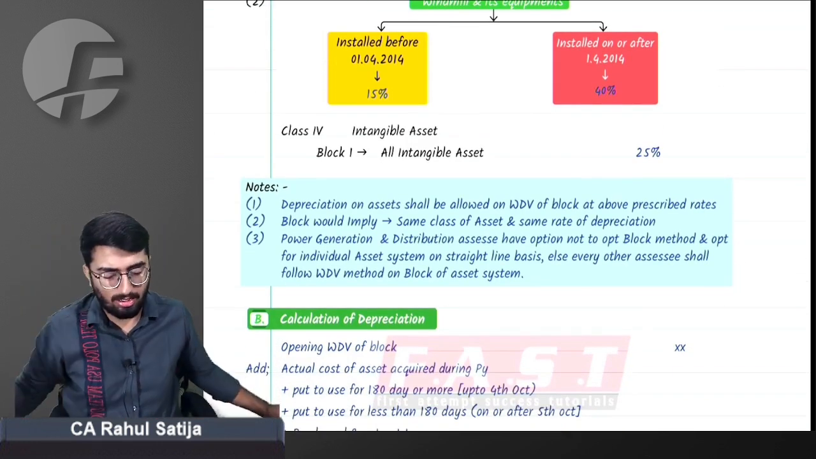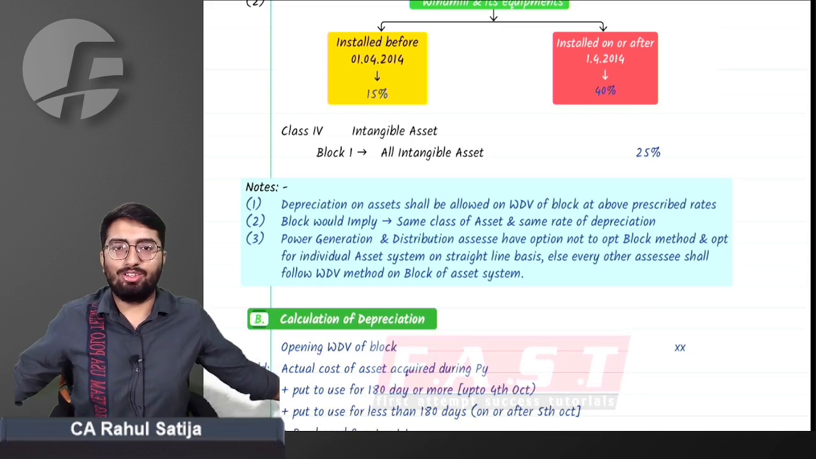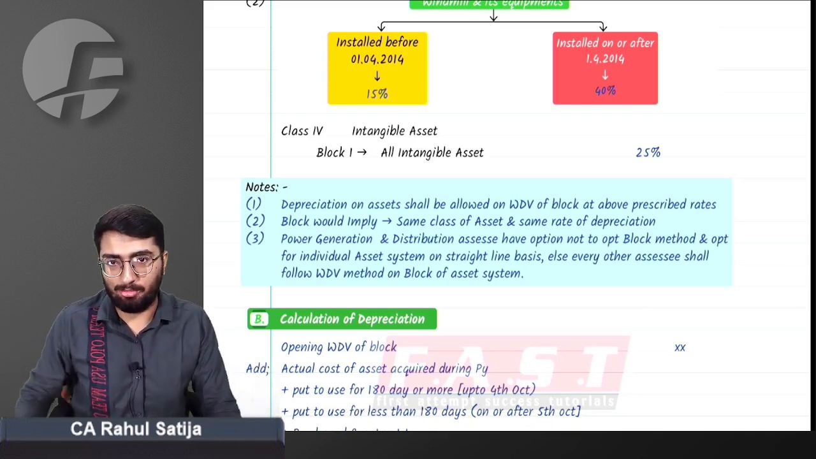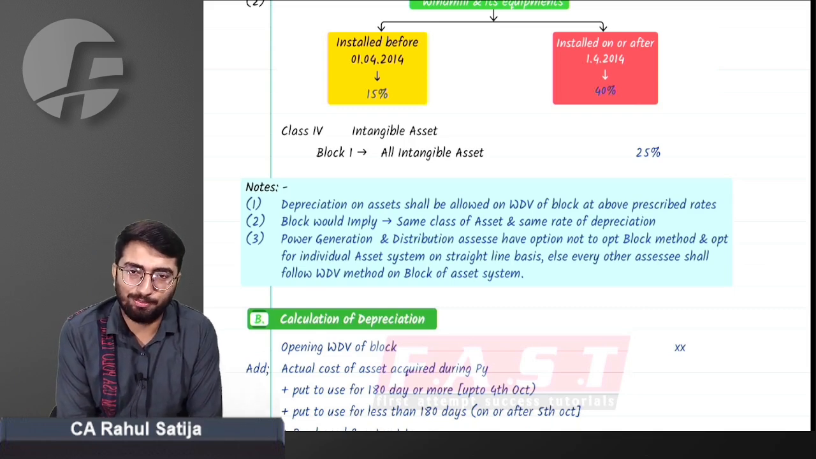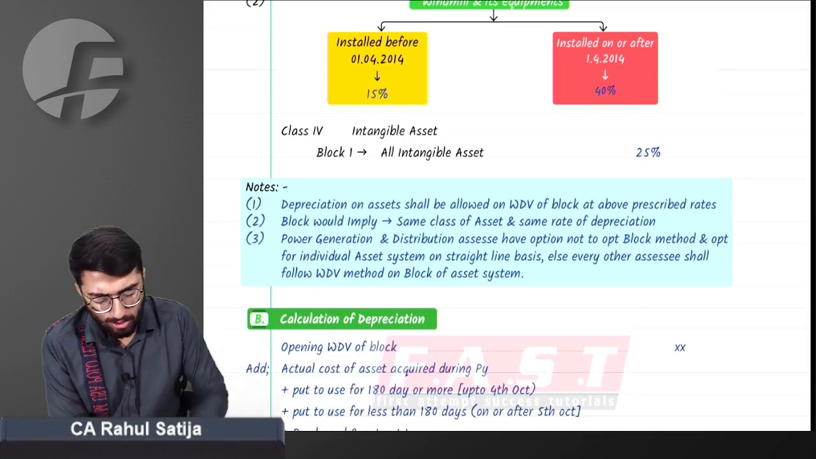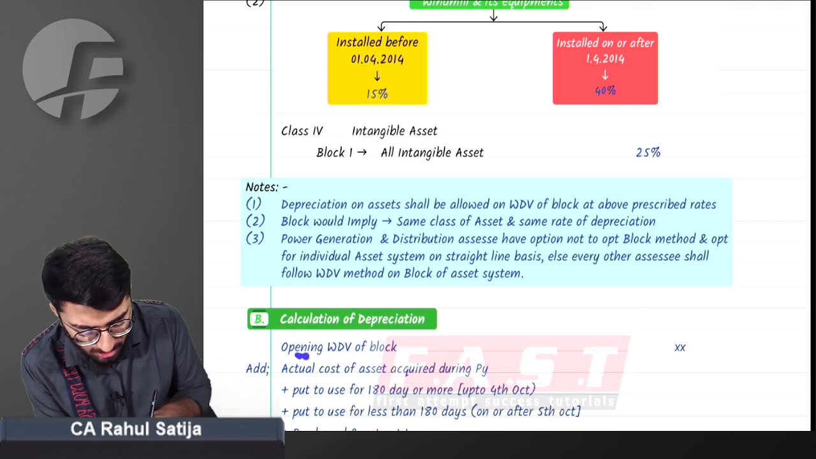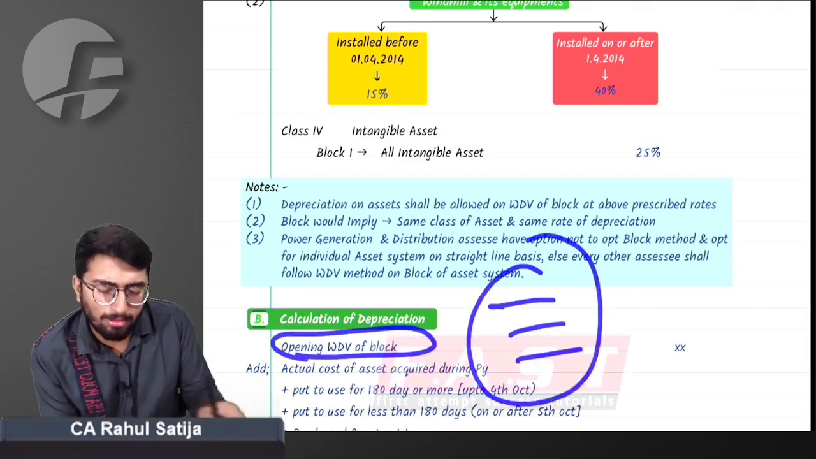This was all about rates of depreciation. Now, calculation of depreciation, that is a really very important topic. How to calculate depreciation? So simply, whatever the opening block was, depreciation is to be calculated block wise.